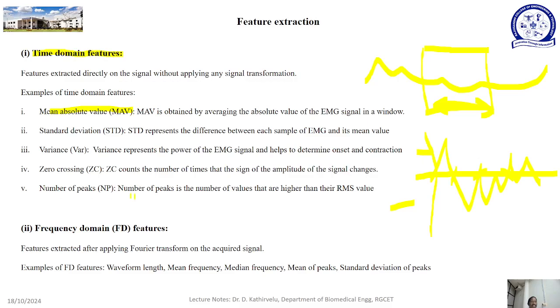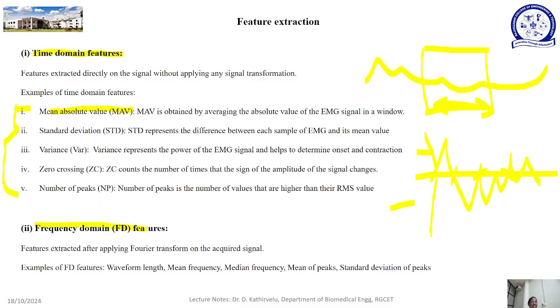And number of peaks. The number of peaks is the number of values that are higher than their RMS value. This is an AC pattern, so we bother about the RMS value. These are time domain features. We extract these features, and they will not be the same for a normal and abnormal EMG. A normal EMG will have a set of values which will significantly differ from those of an abnormal EMG.